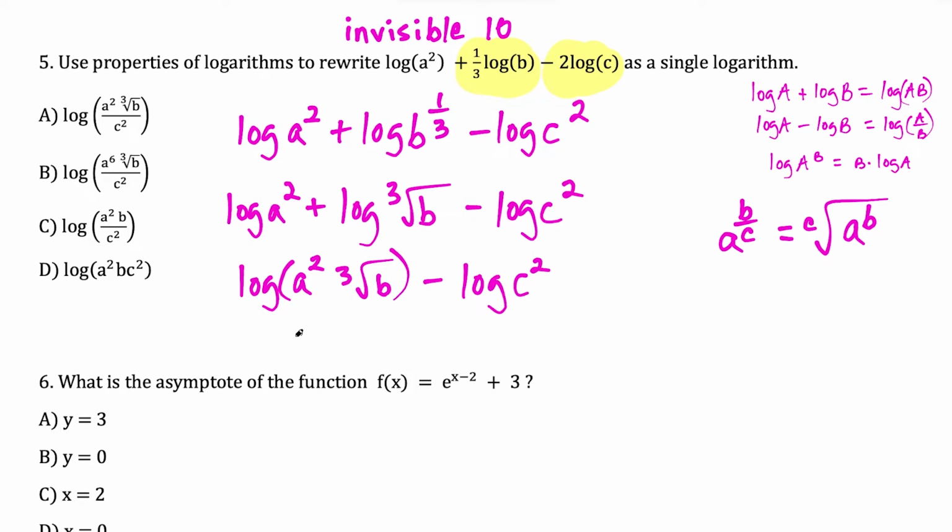And now finally, I can combine these into a single log. Since we have subtraction, we're going to use that second property. I'm going to write the inside of the first log in the numerator, so we have A squared times the cube root of B. In the denominator, I'm going to write the inside of this log, which is C squared. Now I just scan the answer choices to see which one has the matching term on the inside. We have A squared, which will eliminate this choice, but A squared times cube root B over C squared matches. So our solution here is choice A.